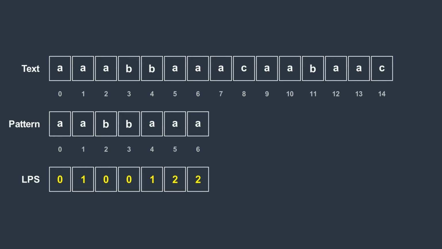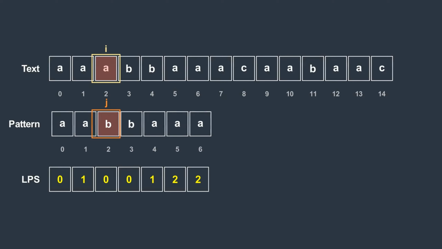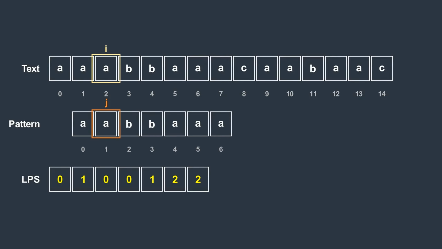Let's start. If the corresponding character is not matched, we increment only the text index. However, the first character is matched, so we increment both the text and pattern index. If there is a mismatch and j is greater than 0, keep i where it is and set j to the LPS value at position j minus 1.